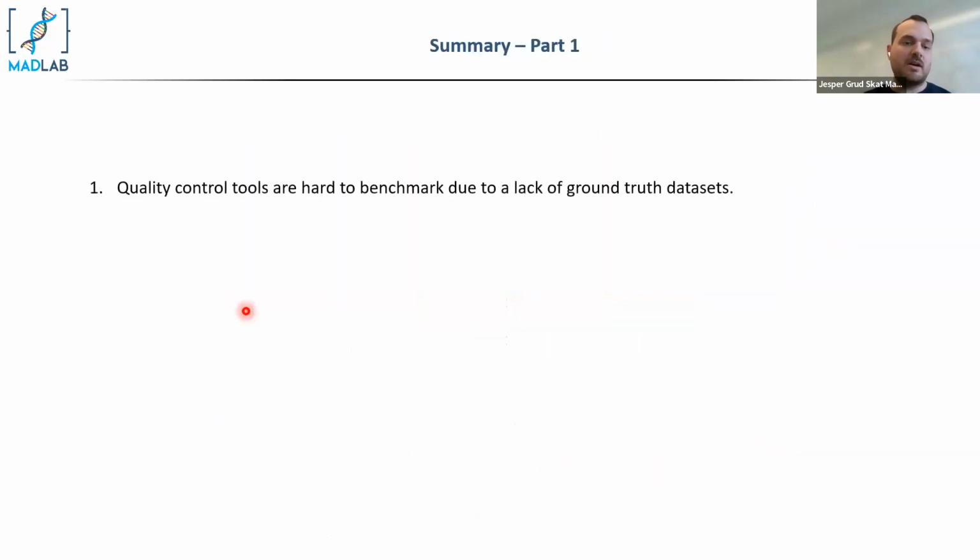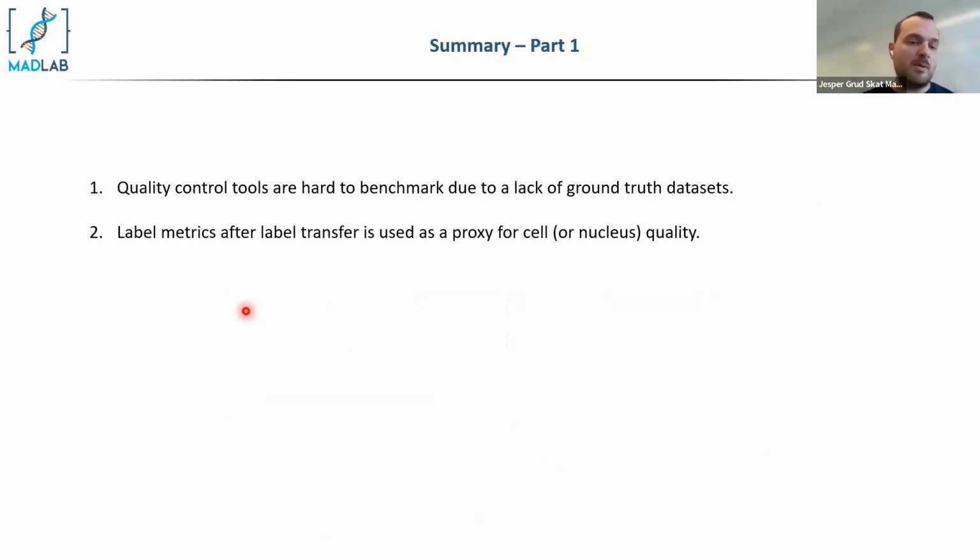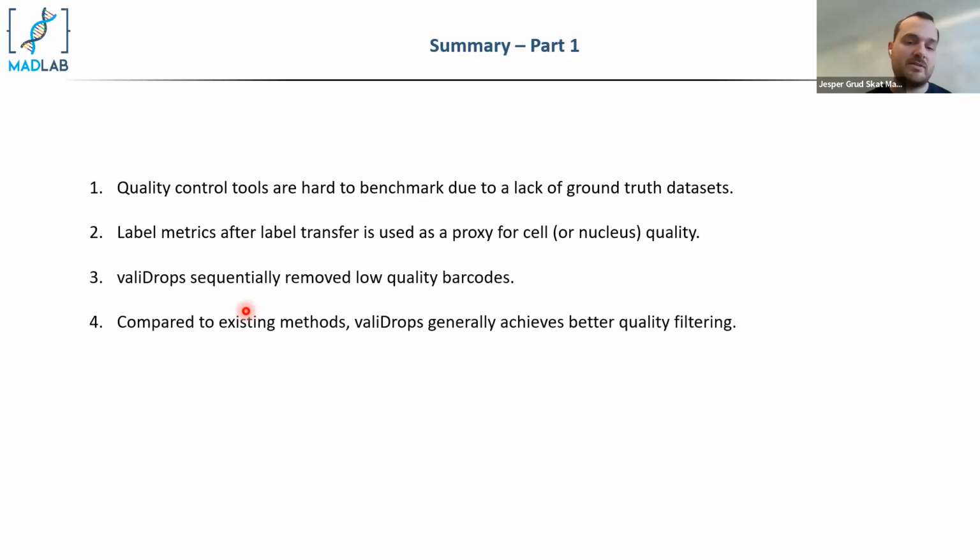So in summary, I would say that quality control tools are hard to benchmark because there's a lack of ground truth. We used label metrics after label transfer as a proxy to do this. And using that, we found that valiDrops sequentially removes low quality barcodes. And compared to existing methods, valiDrops generally achieves better quality filtering.